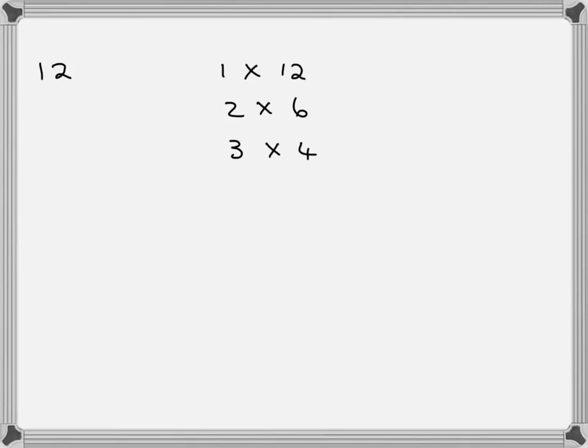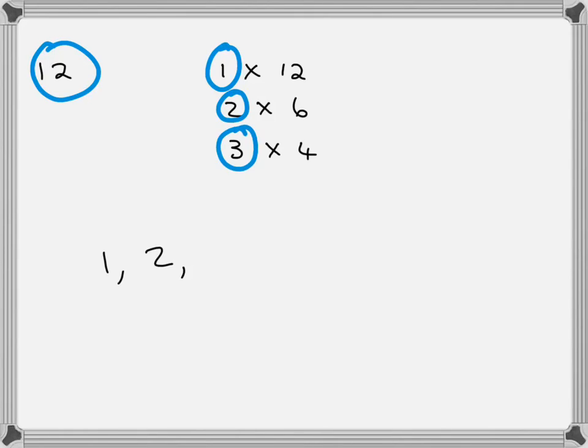Let's look at number 12. 1 times 12, 2 times 6, 3 times 4. It's got a few more than the others before. So we're going to write our factors of 12. The 1 we're going to write down. 1, comma, next one we're going to write is 2. 2, comma, next one is 3. 3, comma, next one is 4. 4. Then we've got 6. We haven't got 5 because 5 doesn't go into 12.